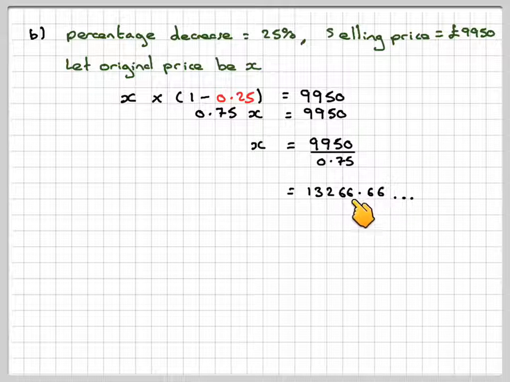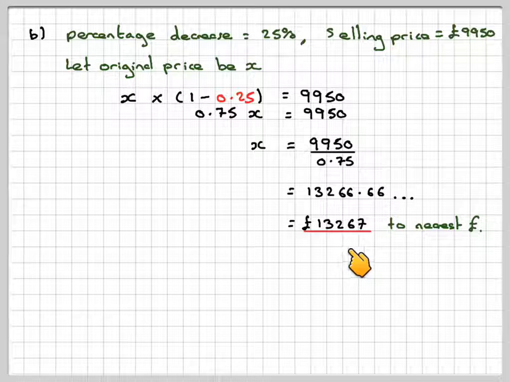13,266.66. Now notice this figure is bigger than the selling price and we have decreased it. So correct to the nearest pound, that will be 13,267 to the nearest pound.